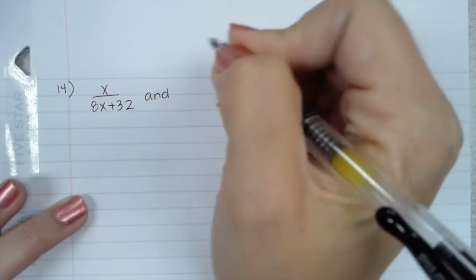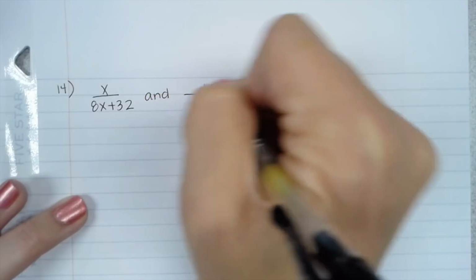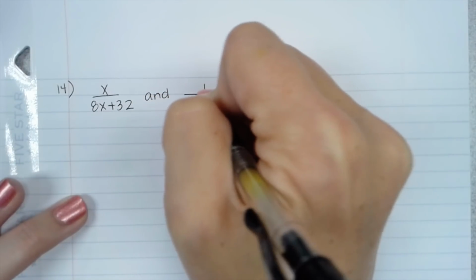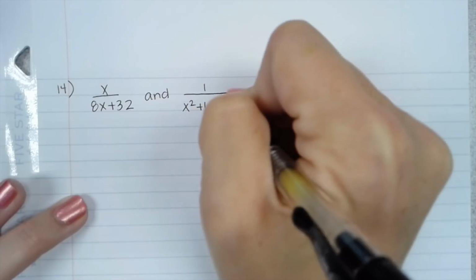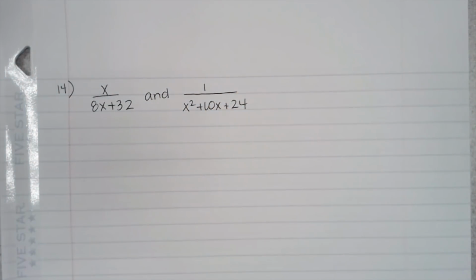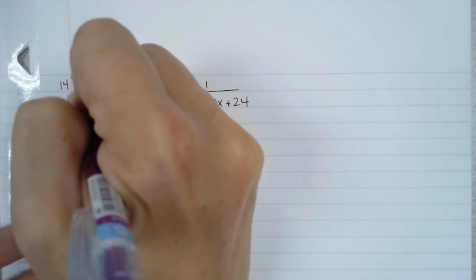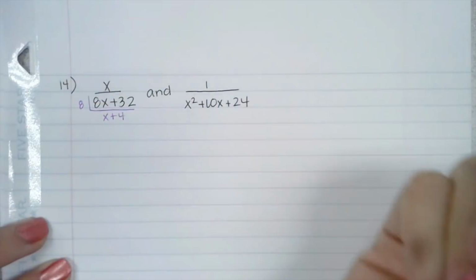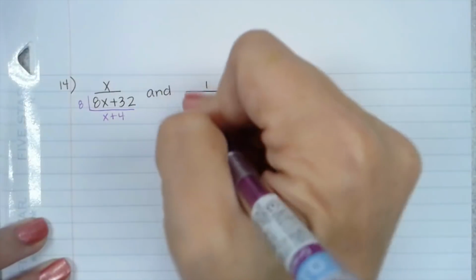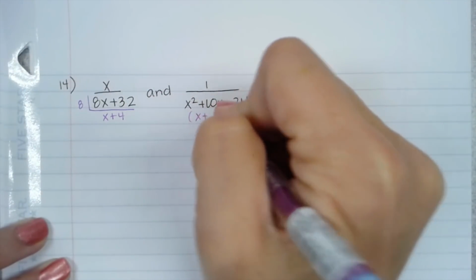So on question number 14 on the review, you're still finding the least common denominator. So for this one, your denominators are 8x plus 32. And then your second denominator is a trinomial. So this one is x squared plus 10x plus 24. So remember, when you're finding your least common denominator, you don't want to decide what the LCD is until after you factor both of these expressions. So on this one, I can hockey stick out an 8. And then on this one, I'm going to t-chart it.